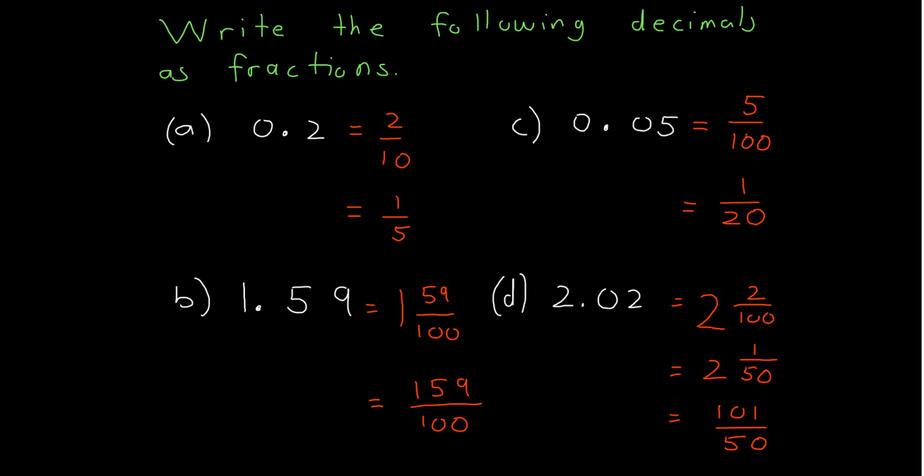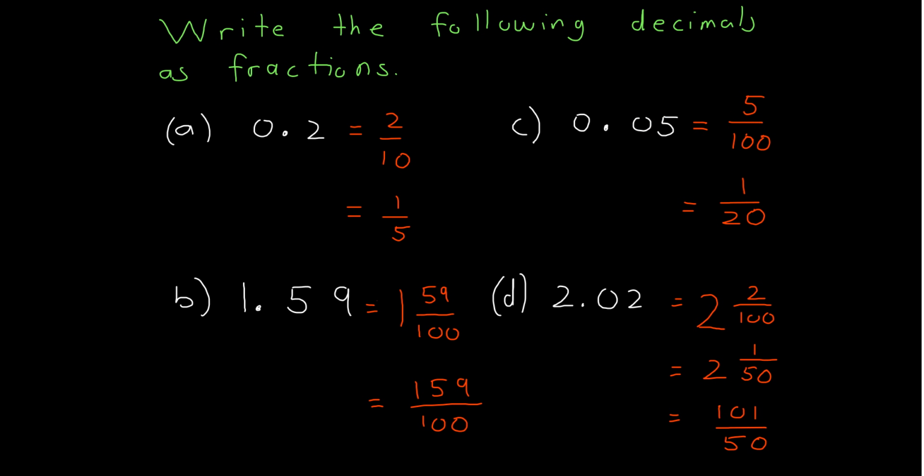The next one is 0.05, and that's going to be 5 out of 100. There's 2 digits after the decimal point, so 2 zeros on the denominator, and I've got 5 here, so I've got 5 over 100. Or I could say 0.5 over 100 because I've got a 0.5 here, but 0.5 and 5 are both the same thing, and that's 1 over 20 when I simplify it by dividing the top and the bottom by 5.